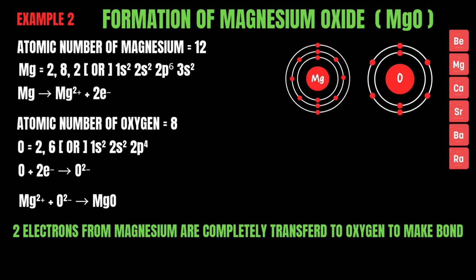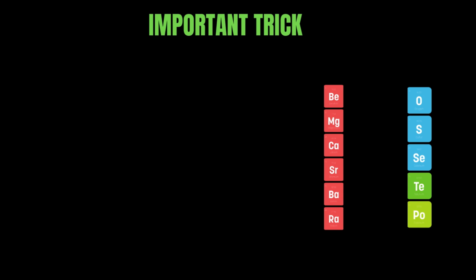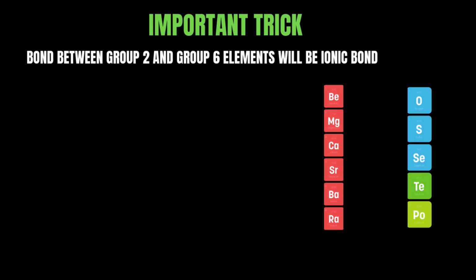Now I will give you another important trick. Just like group 1 and group 7, there is a similar trick for group 2 and group 6 elements. Whenever a group 2 element forms bonds with a group 6 element, that bond will always be an ionic bond. Now let's understand, why does this happen? Let's explain the reason in detail.